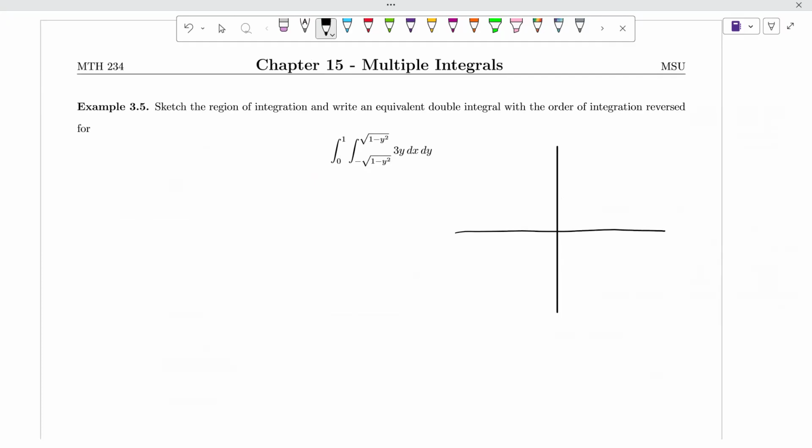So what do we have here? We want to sketch the region of integration based on the limits that we'll talk about momentarily. And I want to write an equivalent double integral with the order of integration reversed. I currently have dx dy as my integration order, so x first and y second. I want to rewrite that integral so that I can do y first and x second. So let's go look at what that region's going to be.